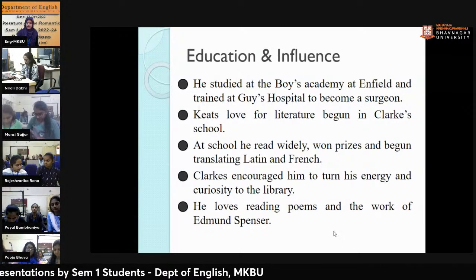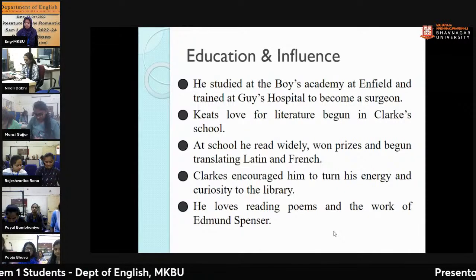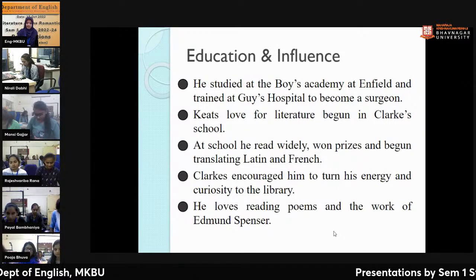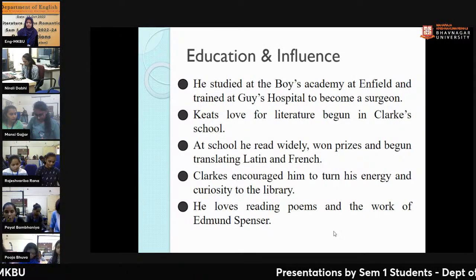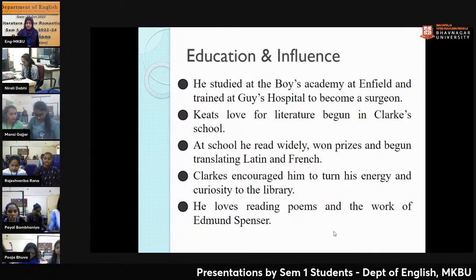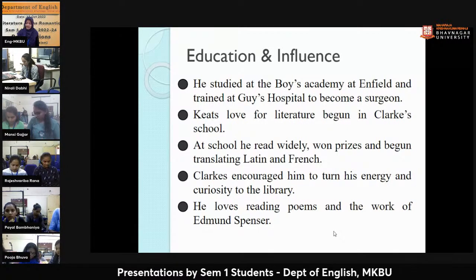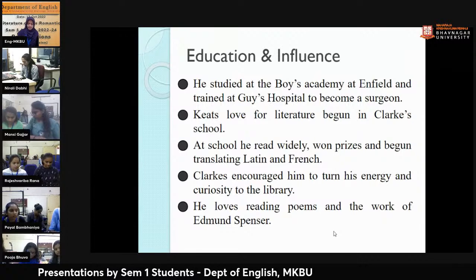And John Clark was himself. He was a friend of writers like Joseph Pillsbury and others. He loves reading poems and the work of Edmund Spenser.